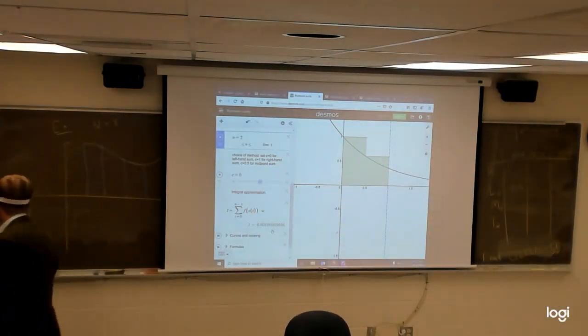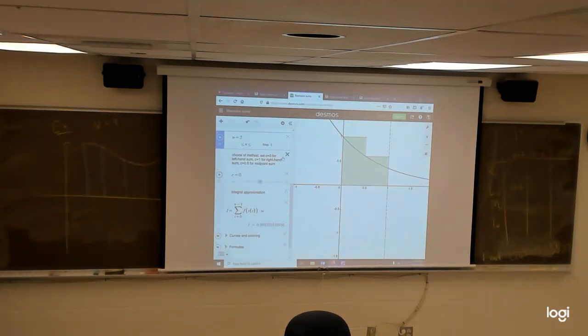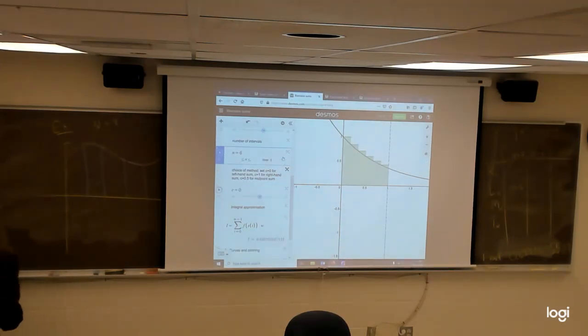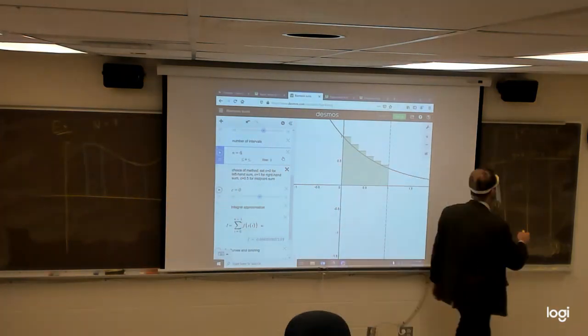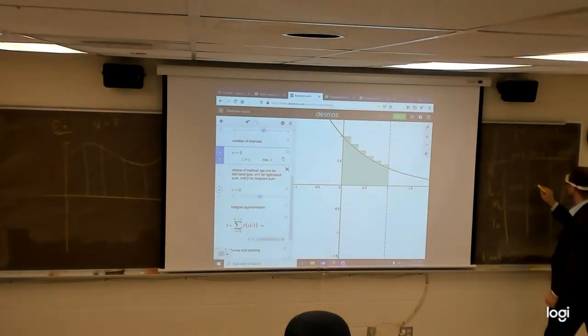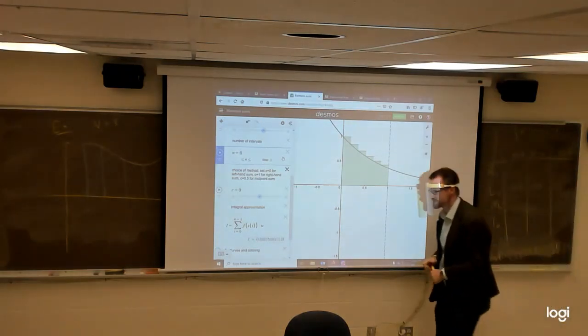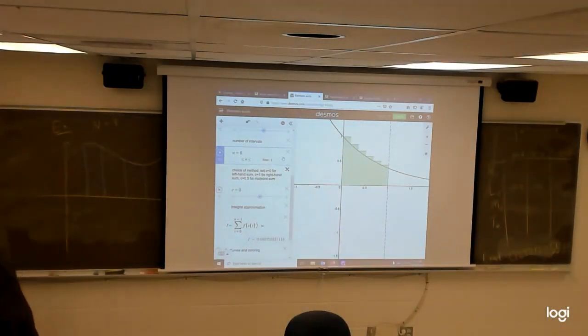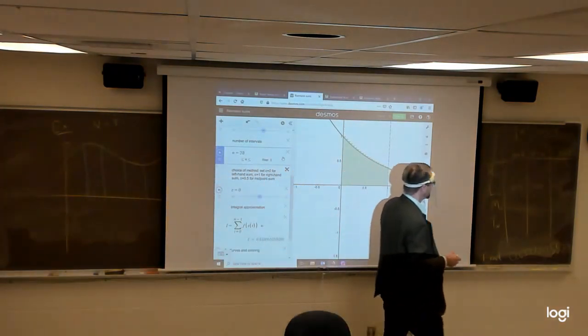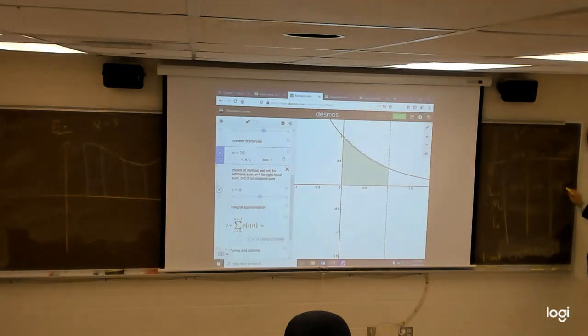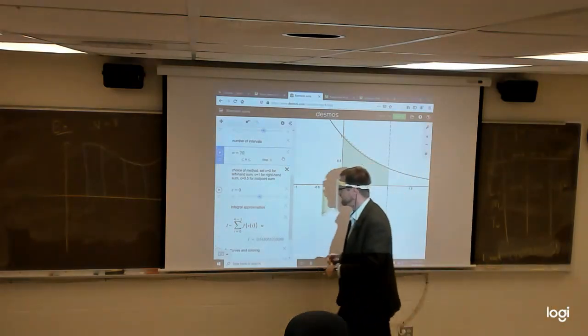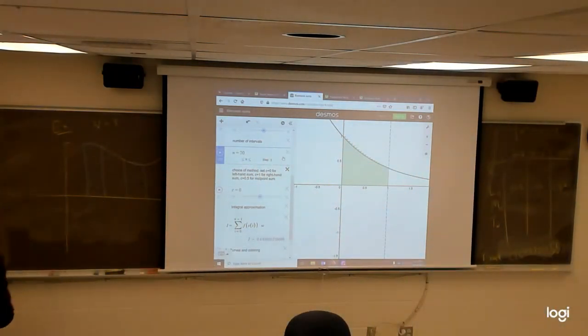Suppose I crank it up to 6. 0.686, yeah, that's more respectable. And let's see what happens at 20. 0.648. So those are getting better, but even with n equals 20, that's wrong in the second decimal place. Not great. And you can see from the graph we got a lot of area hanging over even with 20.